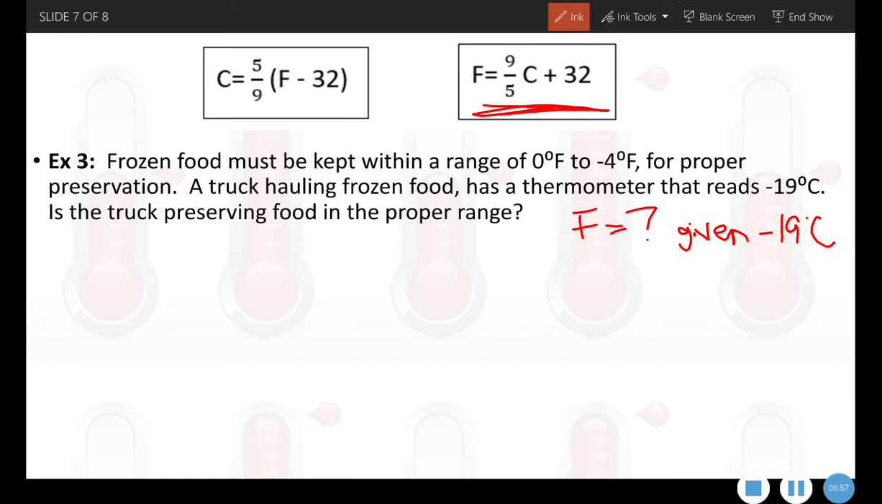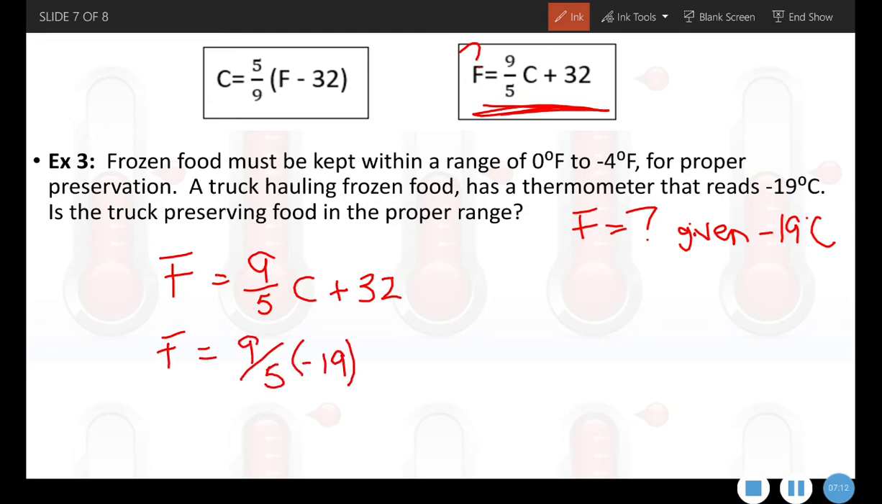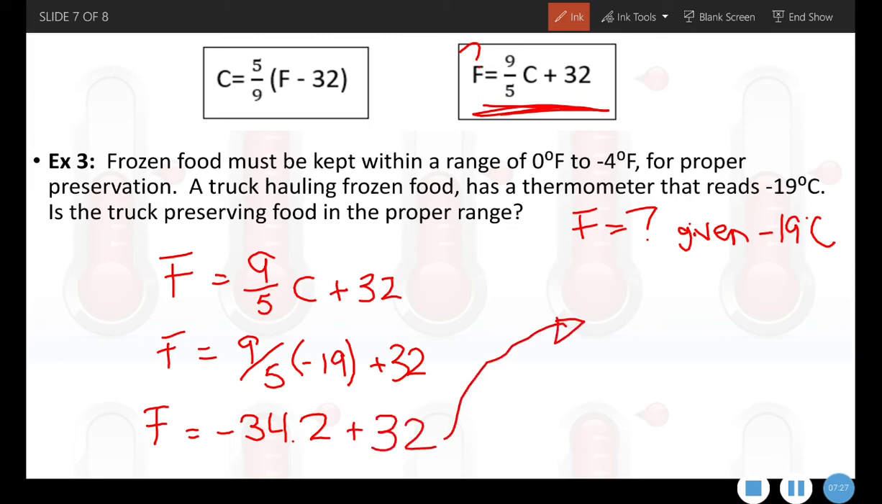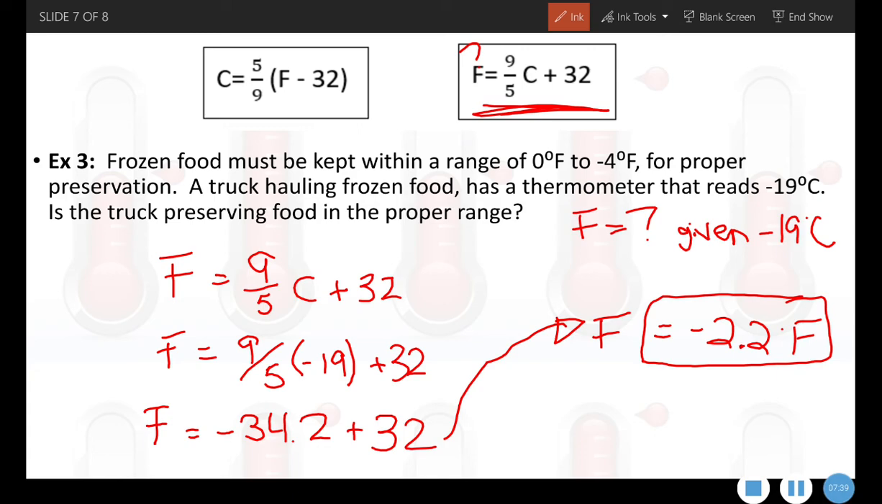So again, I'm going to use this formula because I'm solving for F. So F is equal to 9 over 5C plus 32. We know that the temperature of the truck is minus 19 degrees Celsius, and I need to add 32 to that. So I would take minus 19 and times it by 9 over 5 on my calculator, and I get negative 34.2. And I have to add 32 to that to get my final answer in Fahrenheit. So minus 19 degrees Celsius is approximately negative 2.2 degrees Fahrenheit.